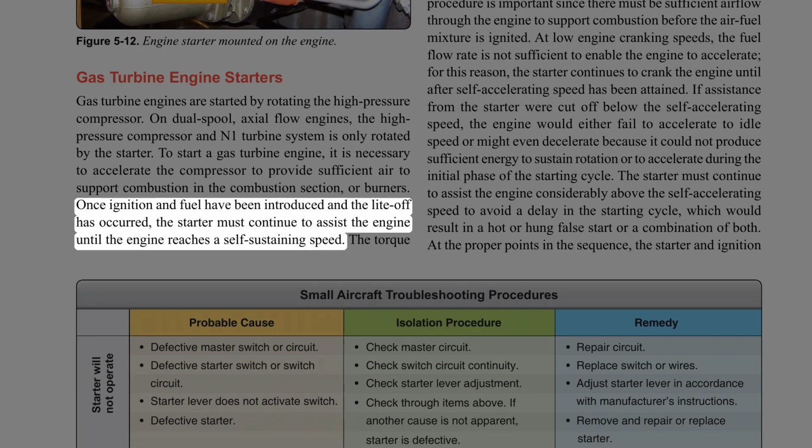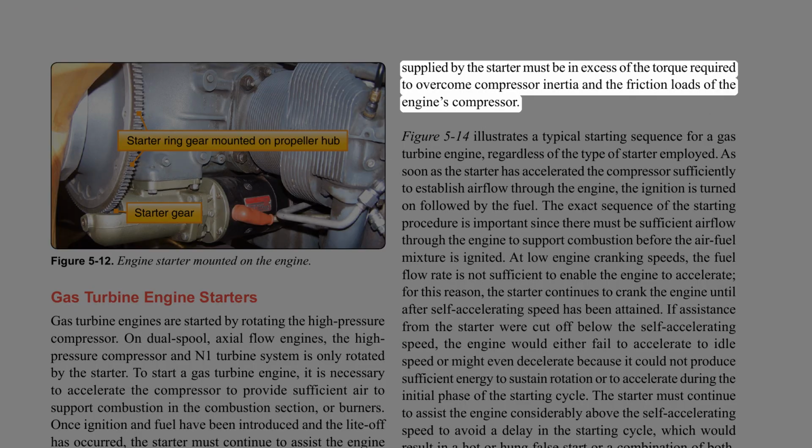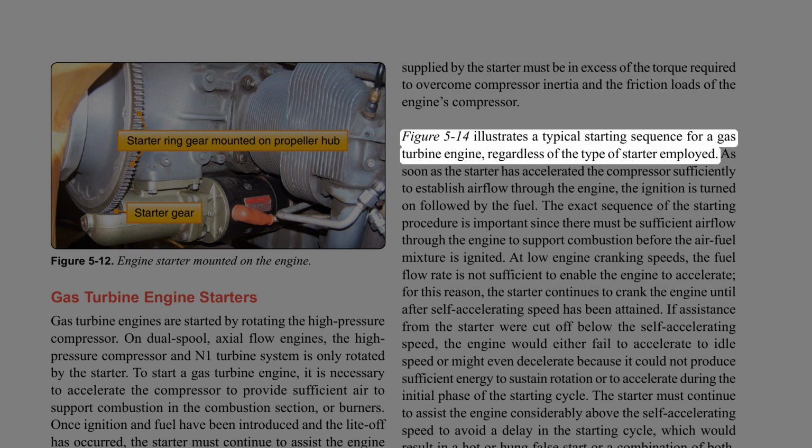Once ignition and fuel have been introduced and the light-off has occurred, the starter must continue to assist the engine until the engine reaches a self-sustaining speed. The torque supplied by the starter must be in excess of the torque required to overcome compressor inertia and the friction loads of the engine's compressor. Figure 5-14 illustrates a typical starting sequence for a gas turbine engine, regardless of the type of starter employed.